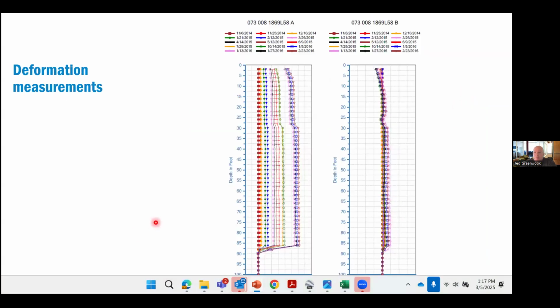Here's some data from an inclinometer. So if you haven't seen an inclinometer plot before, we have our depth over here. We have our cumulative deformation on the x-axis. And these are all dates of these surveys. So there's an A axis and a B axis. The A is the axis that is generally aligned with the direction of slope movement. So landslide movement is going in this direction. Here's our shear zone where you can see most of the deformation occurring.